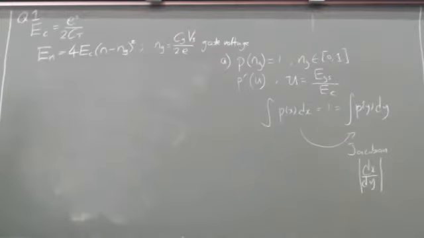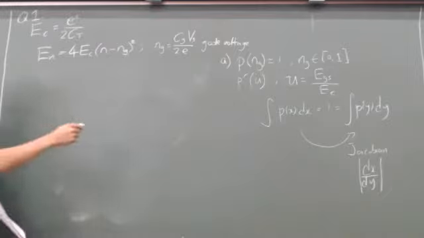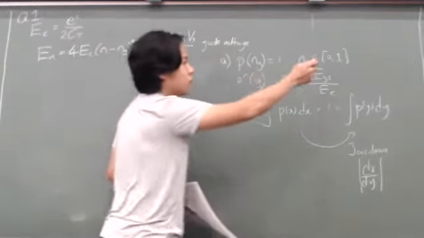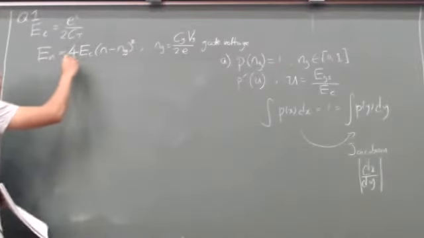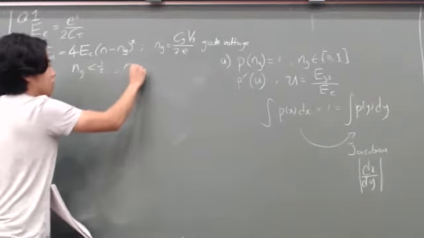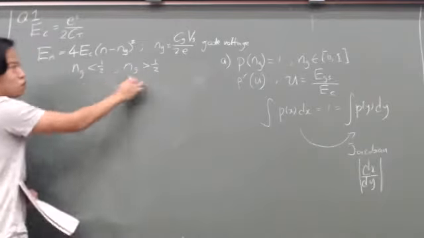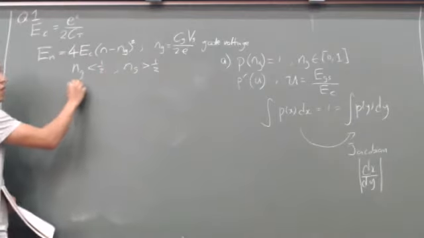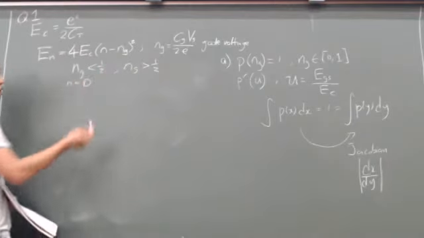Okay, so to look for this Jacobian, what we first look at is that we're interested in the interval ng between 0 and 1. But as we said before, ng being less than a half and ng being larger than a half gives us two different ground state energies. So for ng less than a half, the ground state corresponds to n equals 0, I'm getting that wrong.